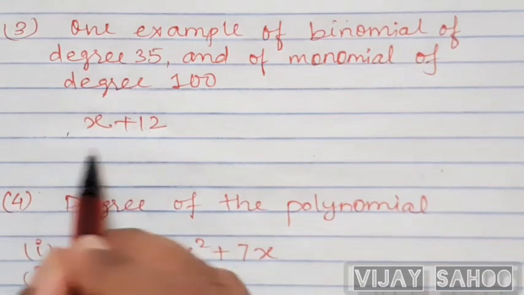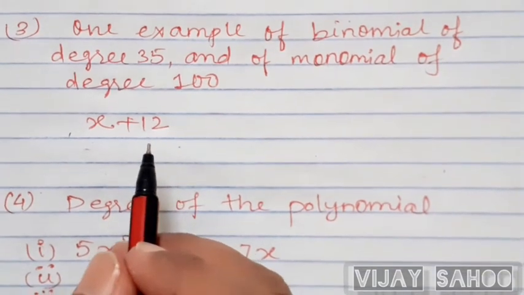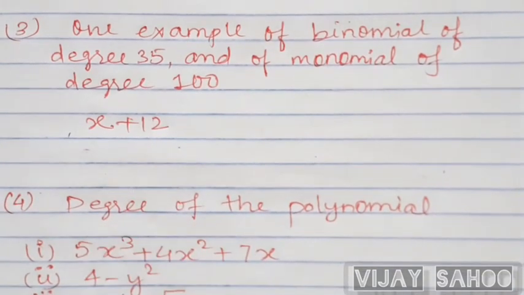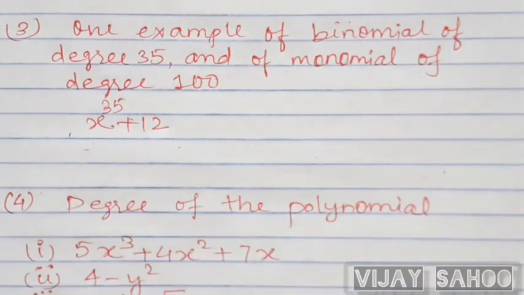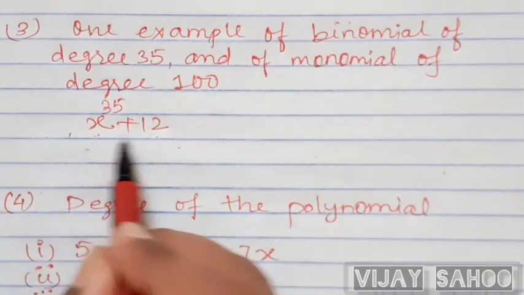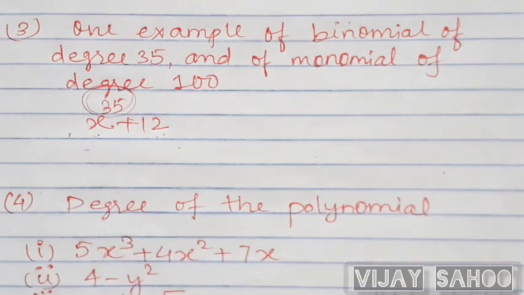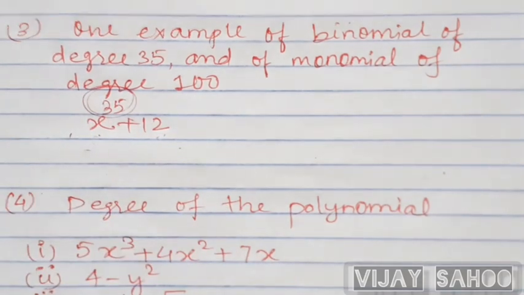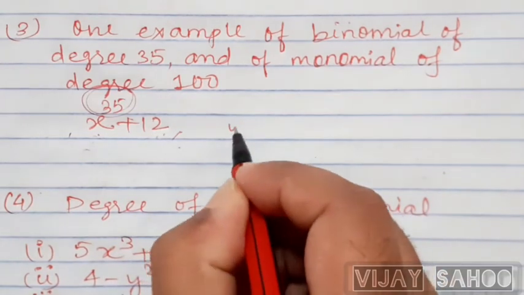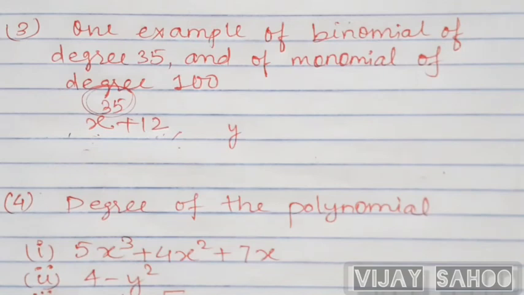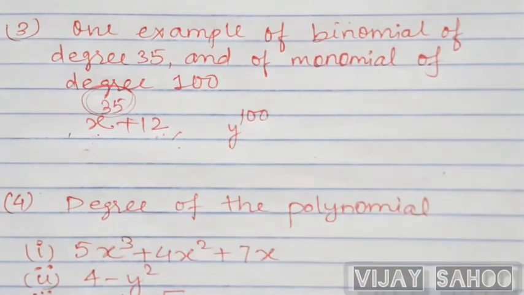Now it is a binomial, and the degree should be 35. So now you can see that it is a binomial and the power is 35. Degree means what? The highest power of the equation. In the same way, a monomial. Monomial means what? A single term. What should be the degree of that monomial? 100. This is the answer.